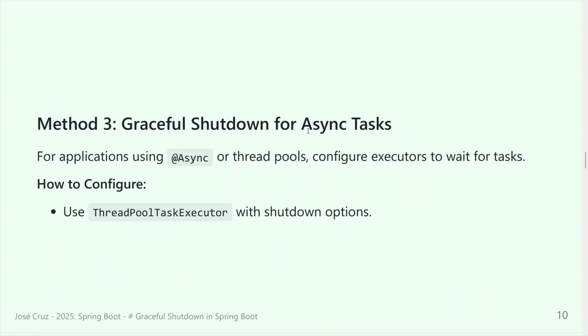Method 3 is a graceful shutdown for asynchronous tasks. When you have asynchronous tasks, they are running in a different thread, so it's a little bit different than the usual stuff with a bean. Usually when you are using async tasks behind the scenes in Java, you are binding your execution to thread pools, and there are a lot of them. To be fair, they are associated with executors.